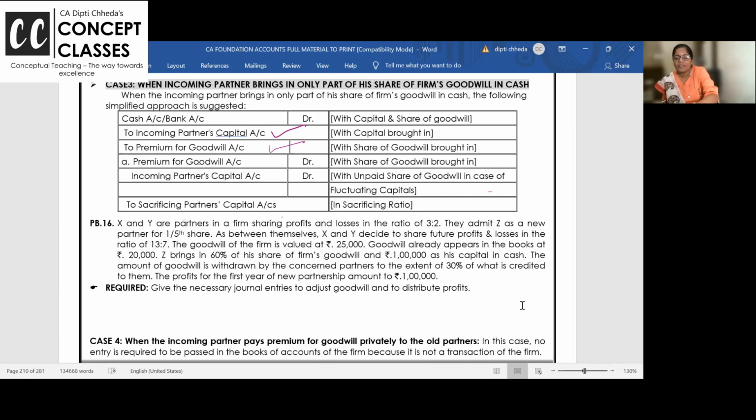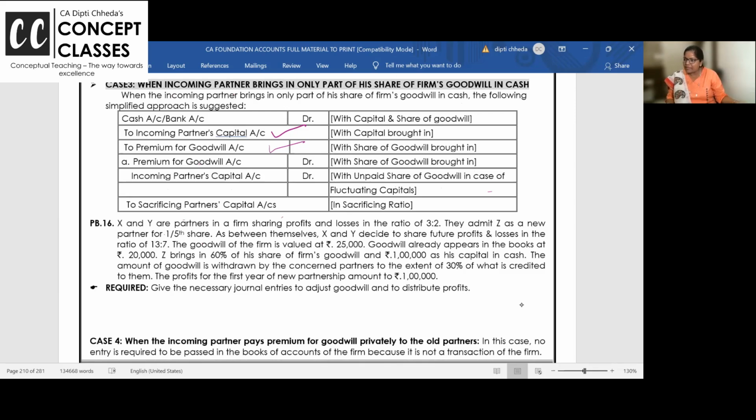Third case we will write. Case 3: when the incoming partner brings only part in cash. X and Y are partners. They admitted Z with 1/5 share. As between X and Y, they decided to share profits and losses in the ratio of 13:7. So now you have to calculate the new ratio also.